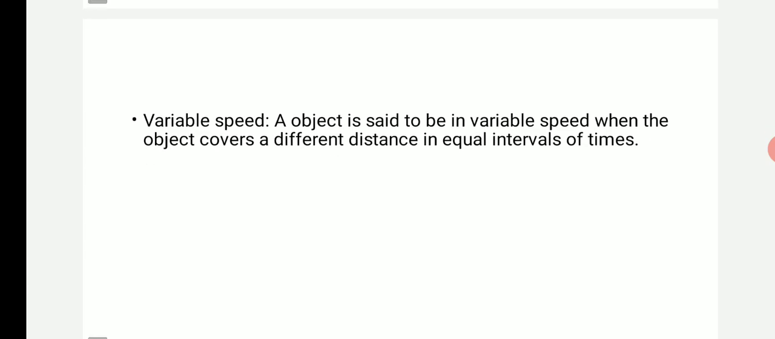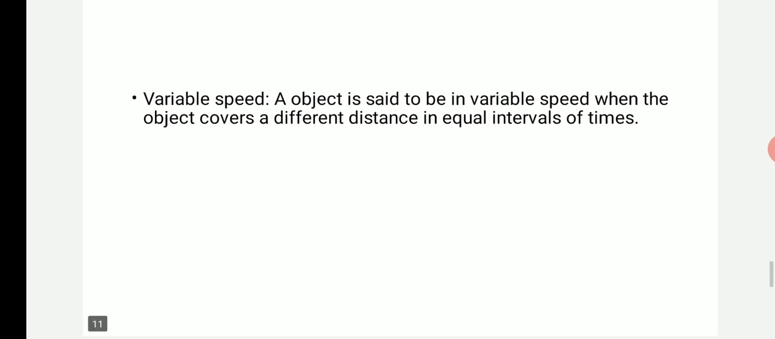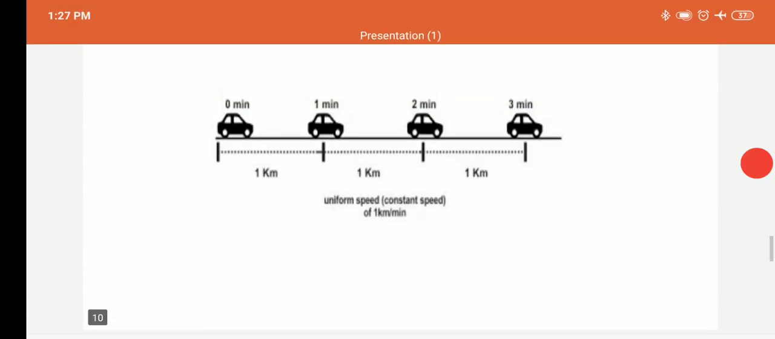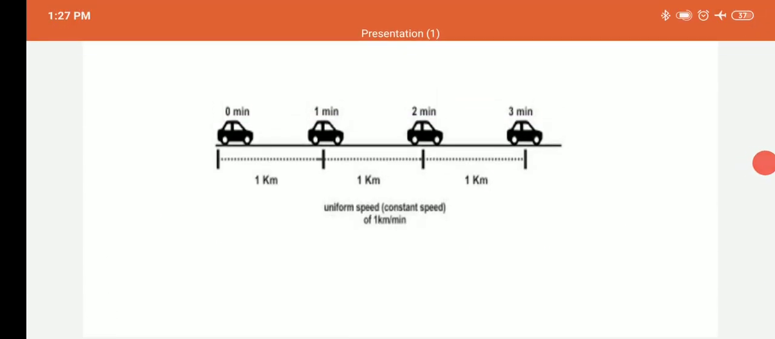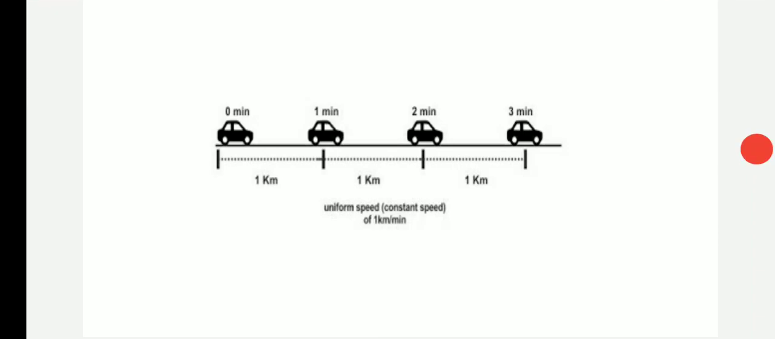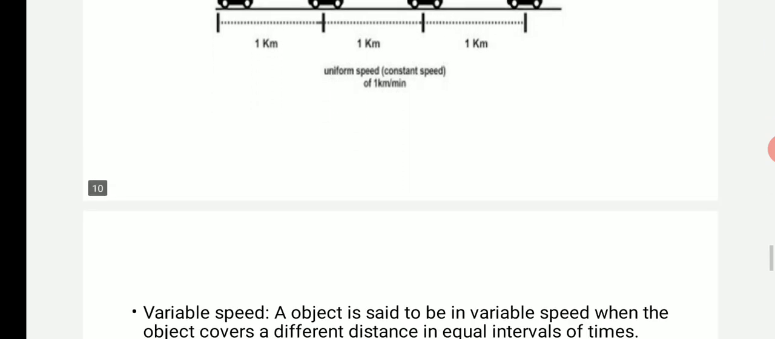Next one is variable speed. Speed is said to be variable when the object covers a different distance in equal intervals of time. In the above example, from 0 minutes to 1 minute, it covered a distance of 1 kilometer. From 1 minute to 2 minutes, it again covered a distance of 1 kilometer. In variable speed, it may not be 1 kilometer, it may be 2 kilometers or 1.5 kilometers. The distance will be other than 1 kilometer.